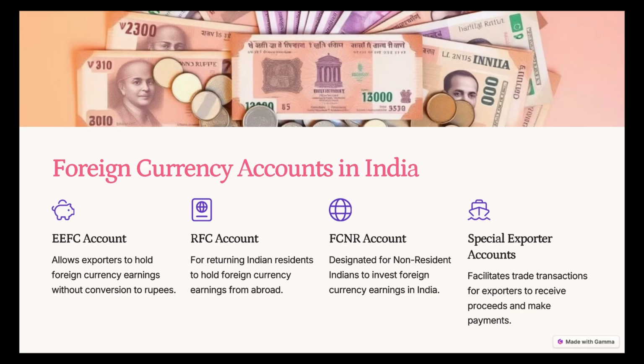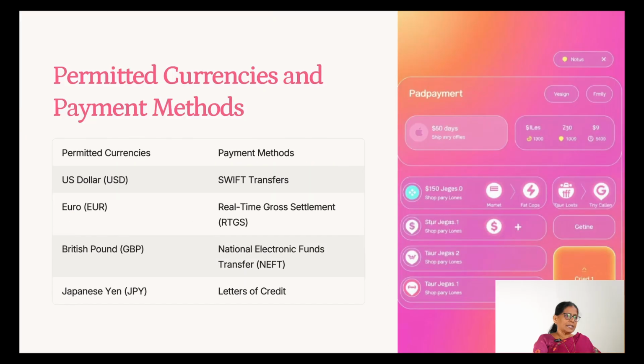Then comes regulatory compliance. Foreign currency accounts help businesses comply with FEMA regulations by offering structured ways to hold and transact in foreign currencies within India. Let's move on to learn about the permitted currencies and methods of payment. The RBI regulates the types of currencies that can be held in foreign currency accounts, typically focusing on major currencies like the US dollar, euro and British pound. Payment methods commonly used in international trade include SWIFT transfers, RTGS and NEFT.